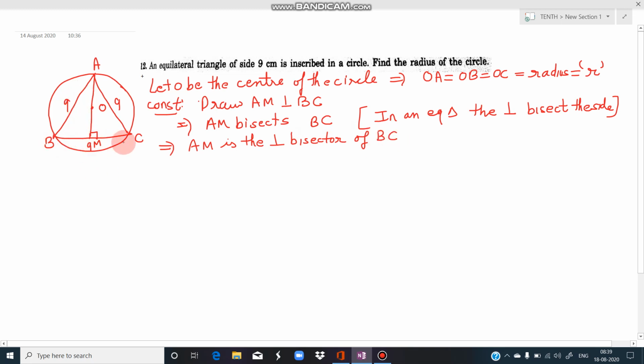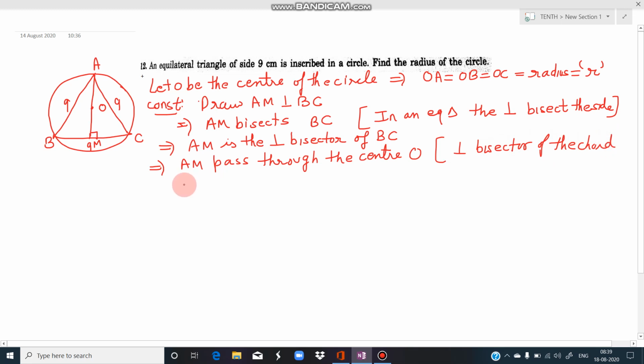So if AM is a perpendicular bisector of BC, it means that this AM passes through the center O, because we have done the result that the perpendicular bisector of the chord always passes through the center. So if this BC is a chord and this line is the perpendicular bisector, that means it will pass through the center. Therefore this line AM will pass through O.